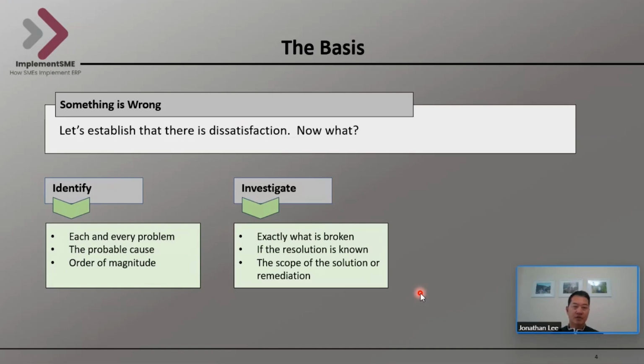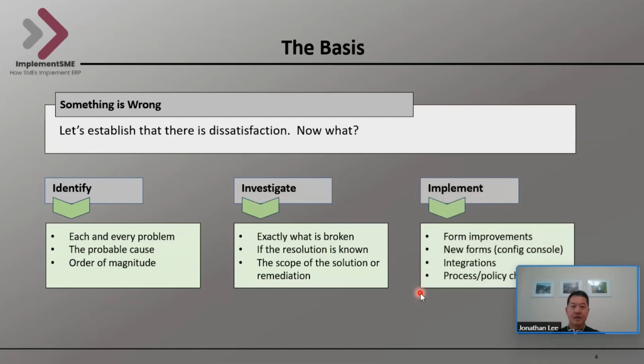But if the system's working, you just want to make it better in places, we call that an optimization. Okay. And finally, when you've done the investigation and the identification of the problems, now it becomes a little bit more concrete, a little bit more mechanical. What are we going to do to improve some of the forms? Do we need to create some new forms using config console? Okay. Do we need integrations from some third-party solutions or applications?